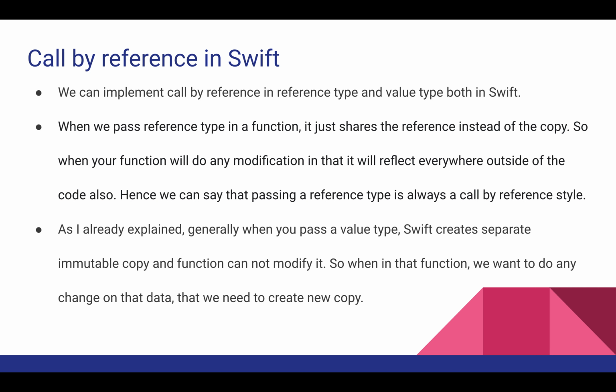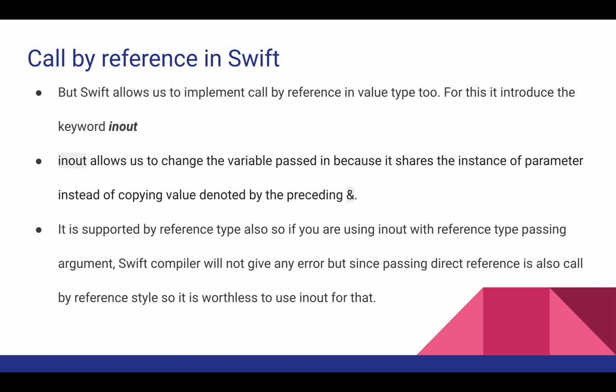As I already explained, generally when you pass a value type, Swift creates a separate immutable copy and the function cannot modify it. So when we want to do any change on that data in the function, we need to create a new copy. But Swift allows us to implement call by reference in value type too. How? For this, it introduced a new keyword called inout.